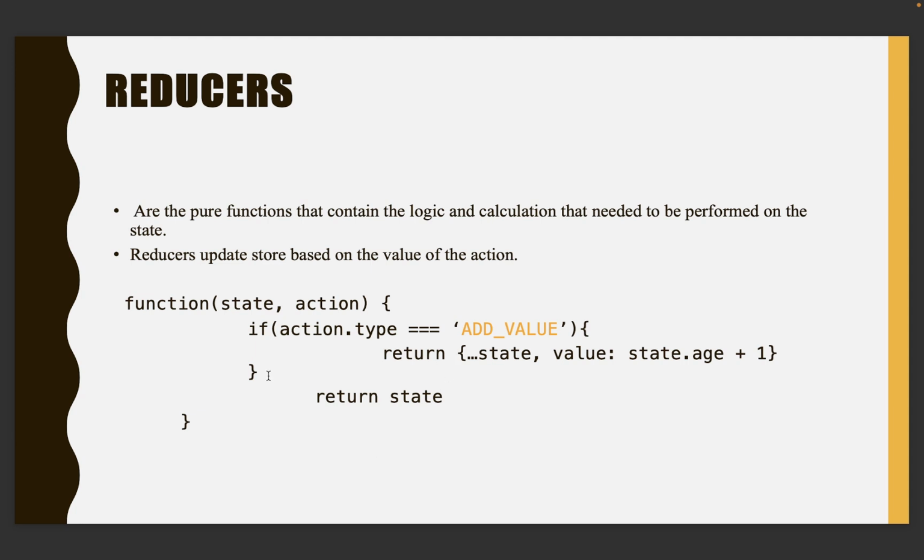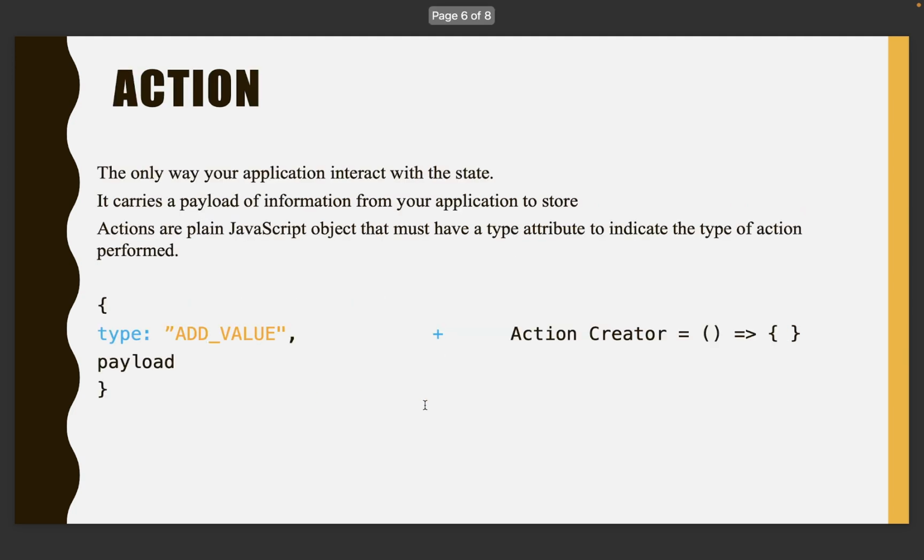So we have our sample. This function is our reducer, which receives 2 props: state and action. Whenever we dispatch an action, it will check which type of action we are dispatching. It's either adding or removing. Then if it is adding, it will return this, and if it is not, it will return the default state or any other action that we have dispatched.